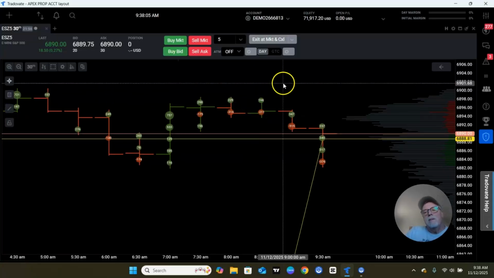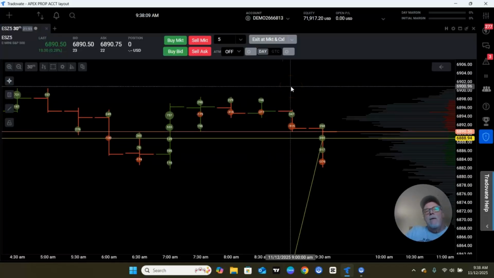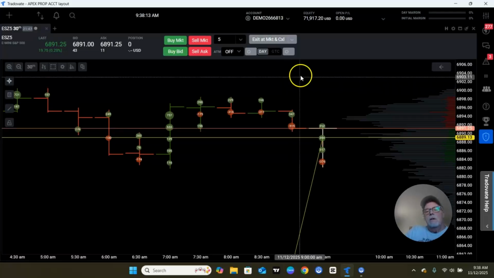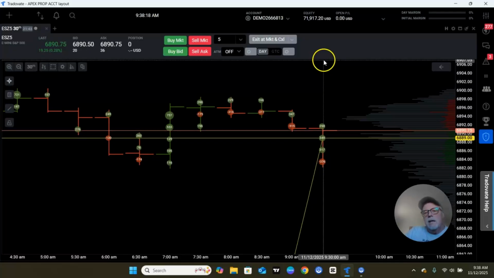The only time price moves is when there's no one sitting in that position to take that order, and price has to go to the next level. No one there, it goes to the next level. No one there, it goes to the next level.